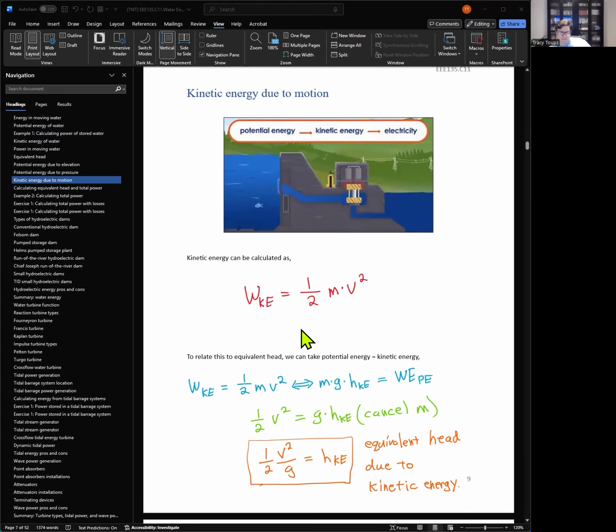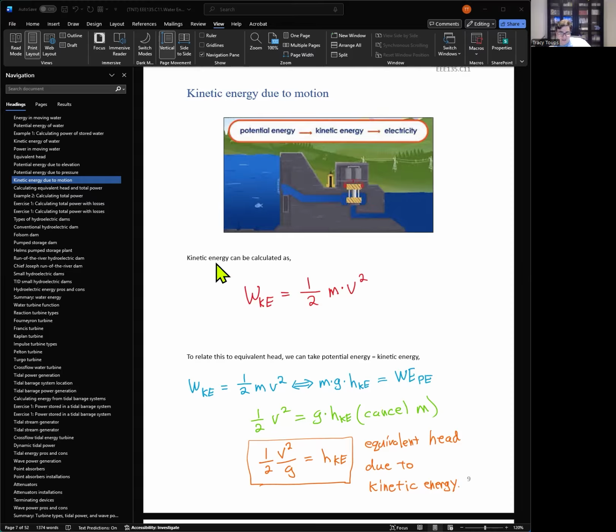The third one is kinetic energy due to motion. So remember, we've got potential energy of the water in the reservoir. We're going to open the gate, let everything through, and turn the turbine to turn the generator. So potential energy, once it starts moving, turns into kinetic energy. Once it hits the turbine, it turns into electric energy and goes to the grid. How is kinetic energy calculated? Well, kinetic energy is always equal to 1/2 mass times velocity squared, the velocity of the water.